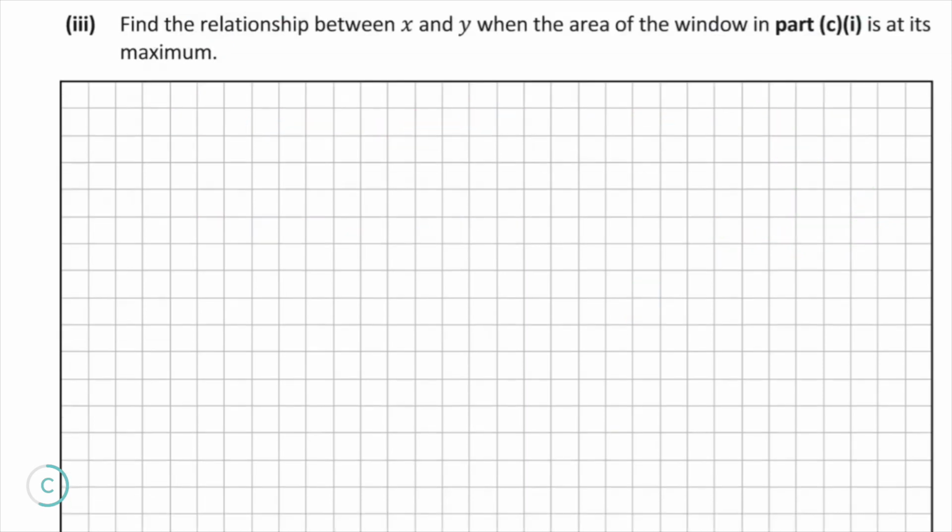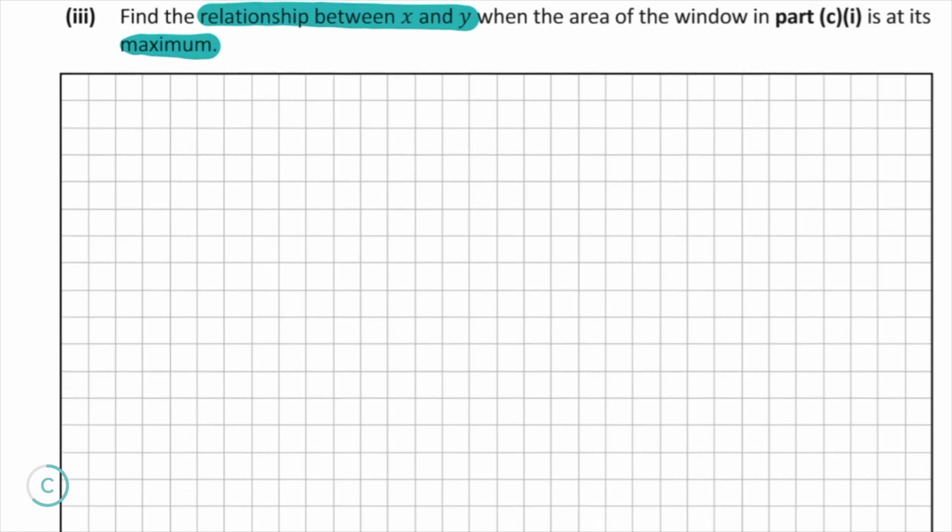Okay, this part of the question asks us to find the relationship between x and y when the area of the window is at its maximum. So basically what they're asking for is for us to have an equation in x and y so that we can say something about the relationship between the height of the rectangle and the radius of the semicircle in relation to each other.